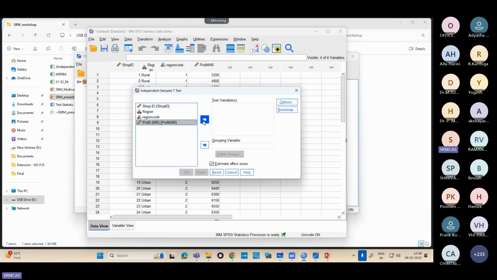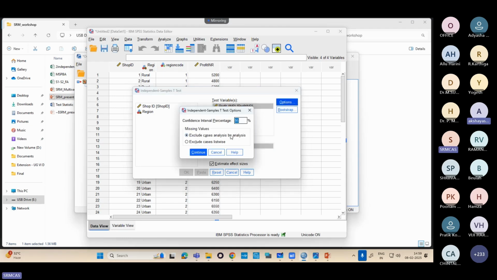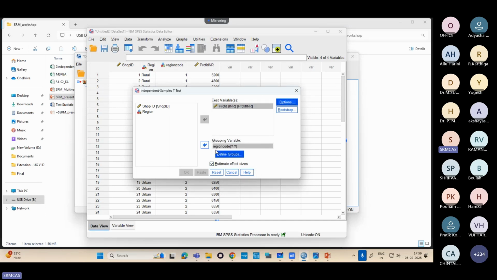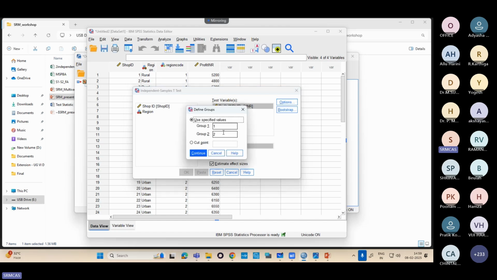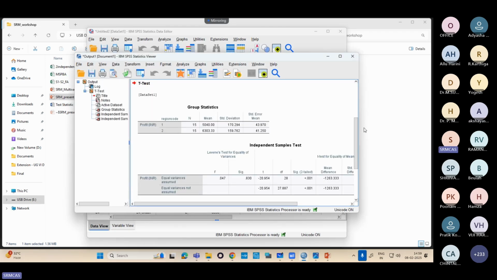So we just have to select our desired variable, that is profit, and also select the groups representing the rural and urban. Then you can set the level of significance, 1%, 5% or 10%. If we say 1%, then we can give 99, or for 10% we give 90. By default it will always be the 5% level of significance. Then define groups and click here.